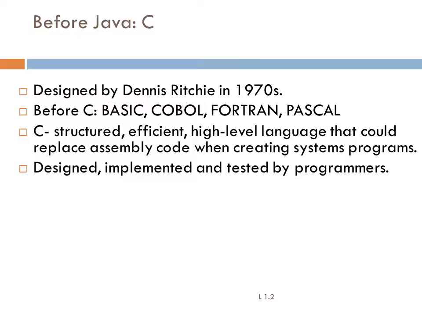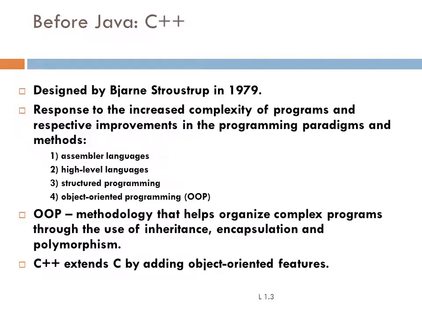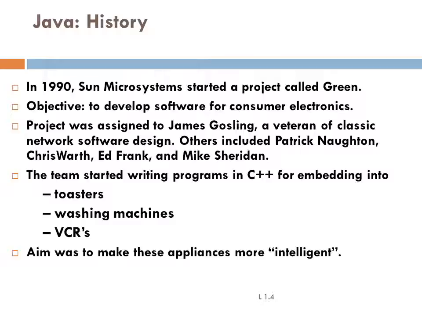After the C language, the C++ language was developed by Bjarne Stroustrup in the year 1979. The main reason for creating C++ was to overcome the complexity in the C language. Object-oriented methodology helps organize complex programs through the use of inheritance, encapsulation and polymorphism. So C++ extends C with object-oriented programming features.